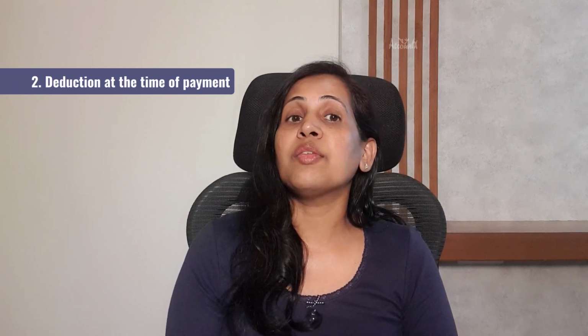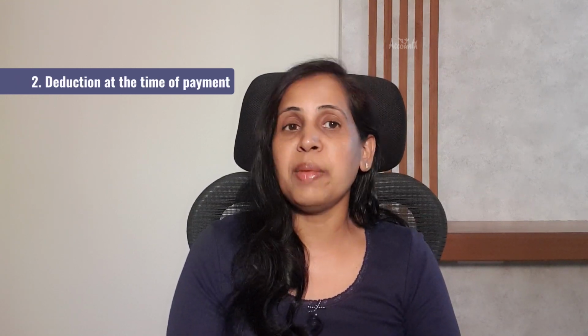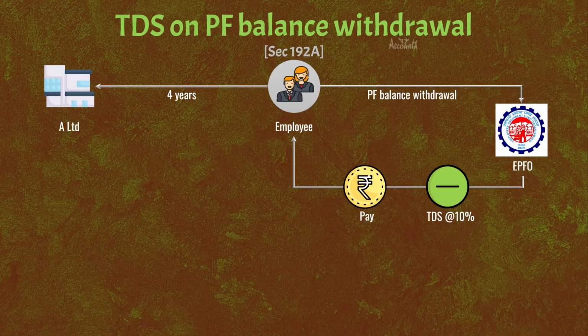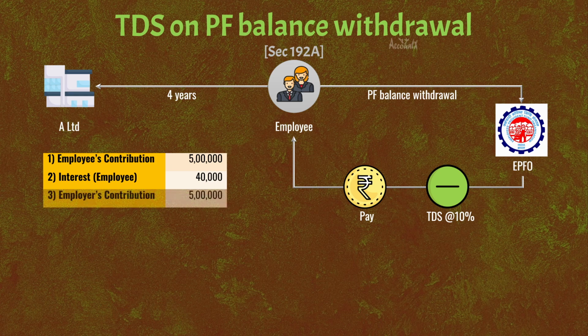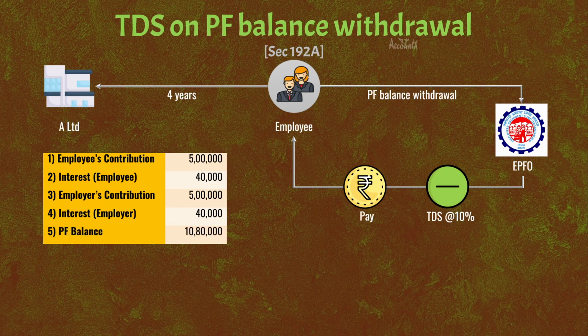So, we got our two questions answered here. One, rate of TDS is 10% and TDS would be deducted when EPFO pays you your PF balance. To understand this better, let's consider a scenario. Let's say during the period of this employment, your contribution was 5 lakh and interest that you have earned on it is 40k. Your employer has also made a matching contribution of 5 lakh and interest is 40k. So total of this would be your PF balance, which is 10.8 lakh.